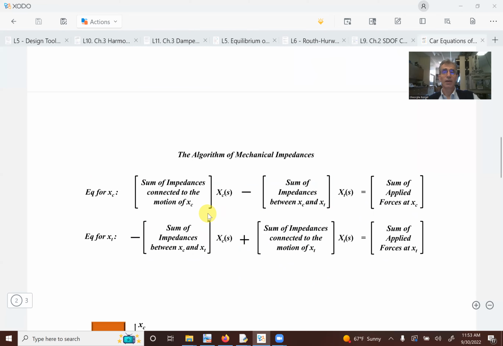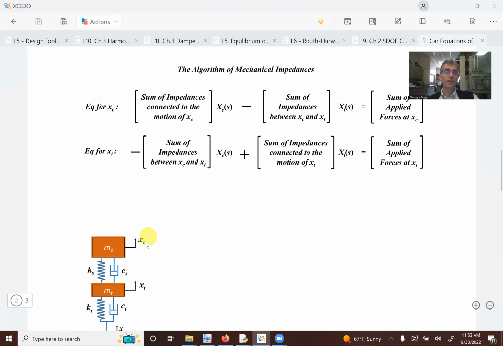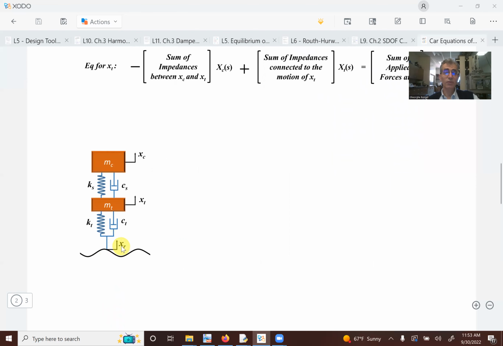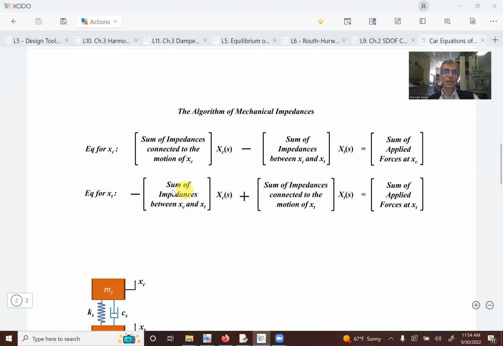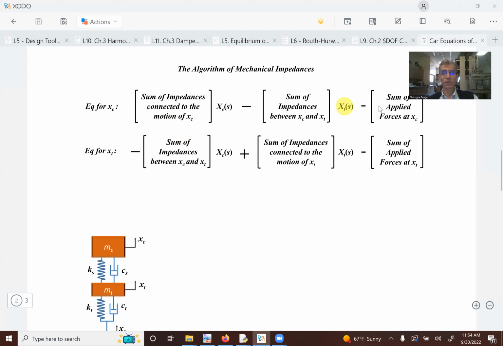So this is the situation for the displacement or state xc of the car, and we have the second state xt of the tire, and we also have another state which is an input for us, because this is the displacement of the road that will move the tire up and down and introduce vibrations in the car. In that case, you can check these equations with Newton's second law. When we write this, we sum all the impedances that are connected to this state xc, and we have to subtract whatever energy is lost through the connections toward the second mass.